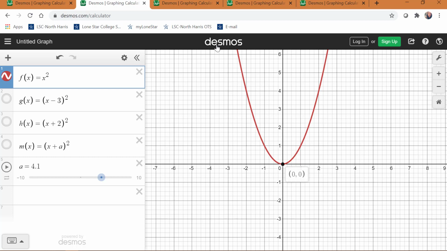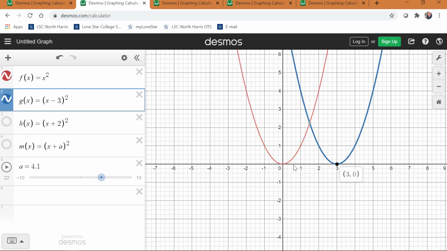Okay, so can you tell me what would happen to this shape? Is it going to shift left, right, up, or down? Well, if I'm making an inside change, it's going to shift left or right. And since I'm subtracting, I'm guessing it's going to shift to the right 3 units. Okay, so there we go. So the graph shifted to the right 3 units, and our new origin point would be 3, 0. So an x value of 3, y value of 0. And then we draw that square function shape from there.